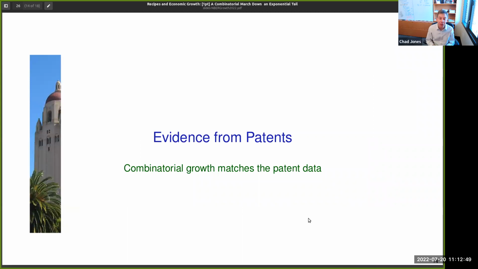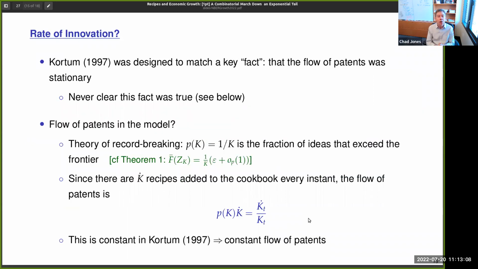Okay, last thing I want to do really quickly is talk about evidence. So when I got to this point in the project, even I was wondering, is all of this just mathematical tricks and everything's observationally equivalent, or is there really something economically different? And it turns out there's definitely something economically different. And you can see that by thinking about patents. So Kortum 97 was designed to match a key fact, and I put the fact in quotes, I'll show you the data in a second, that the flow of new patents that exceed the previous state of the art was stationary.